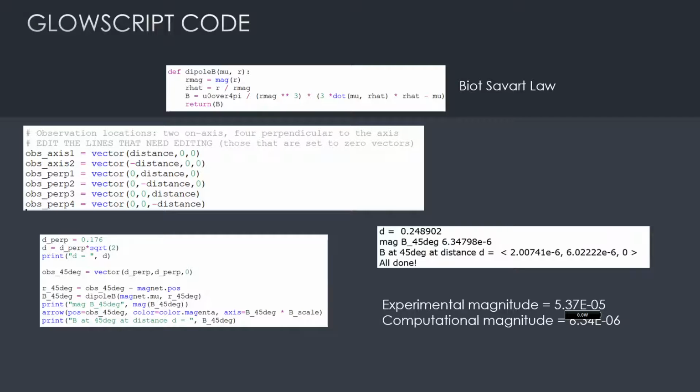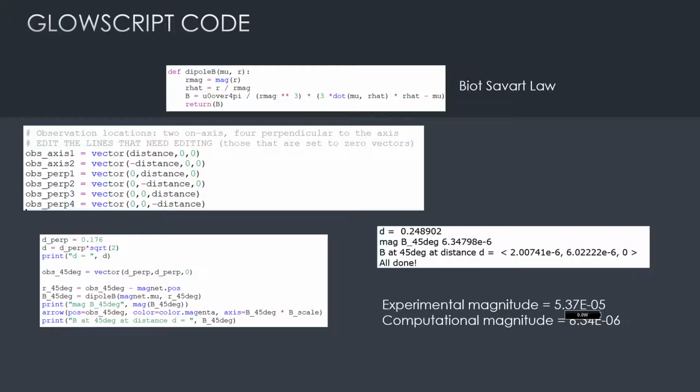The GlowScript code starts with a function called dipole B, which is essentially an implementation of the Biot-Savart law that we learned in our class, but in a program, for the magnetic field calculations off axis. We move on to calculate the observation locations, and then we make sure that they're always at the magnitude of distance away from the origin.